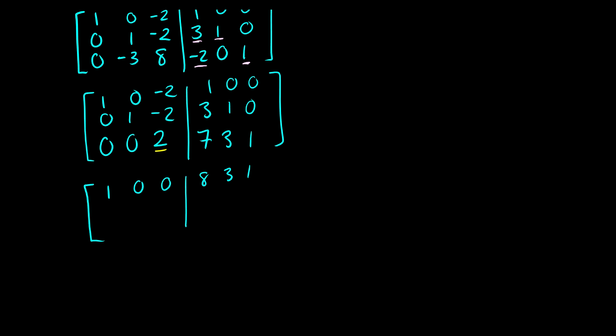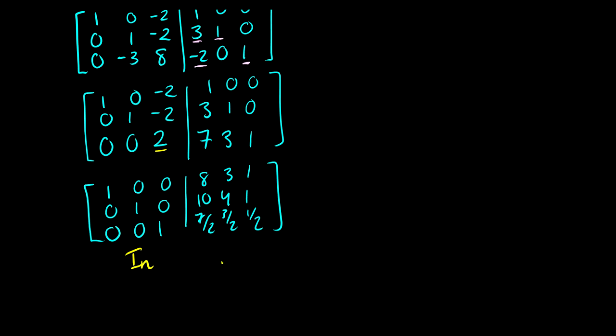We're going to add the third row to the second. We get 0, 1, 0, 10, 4, 1. And then we're going to divide the third row by 2, so it becomes a 1. So we're going to get 0, 0, 1, 7 halves, 3 halves, and 1 half. So here we now have the identity matrix, and this should be A inverse.